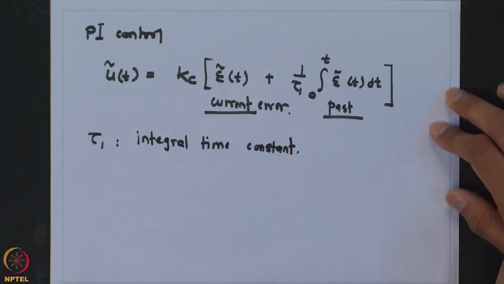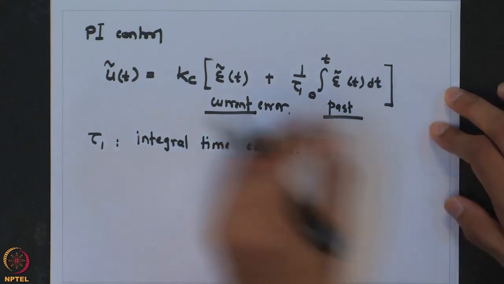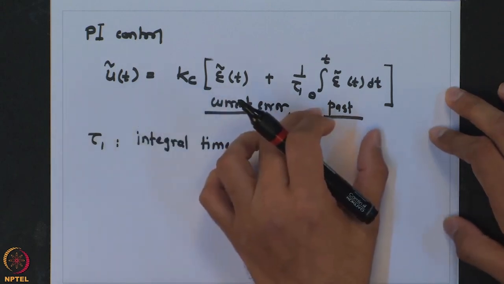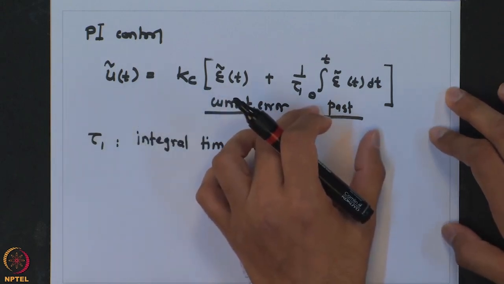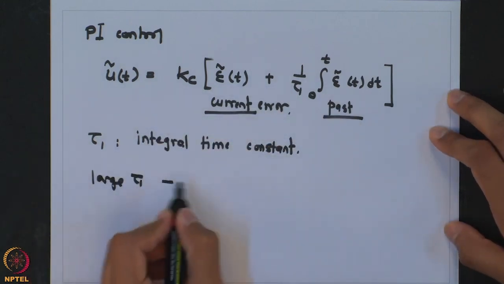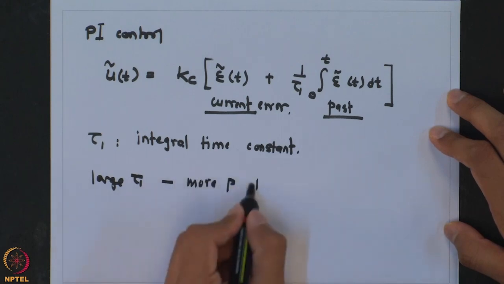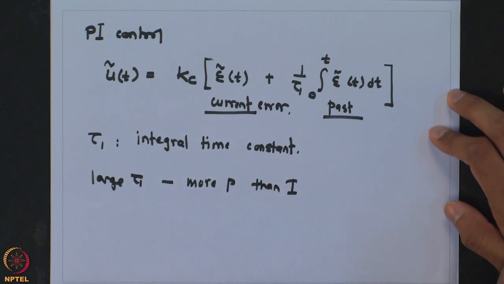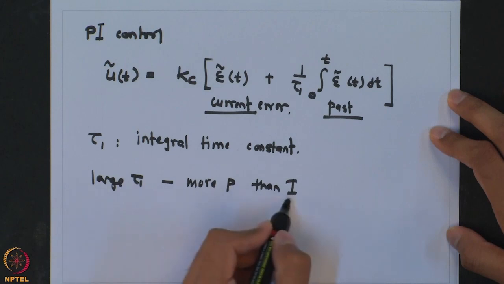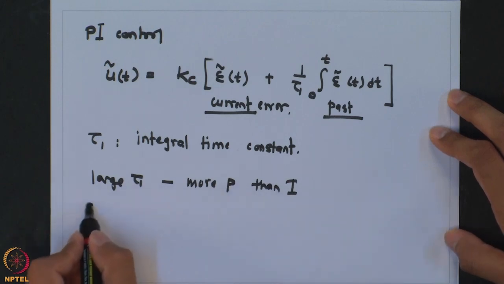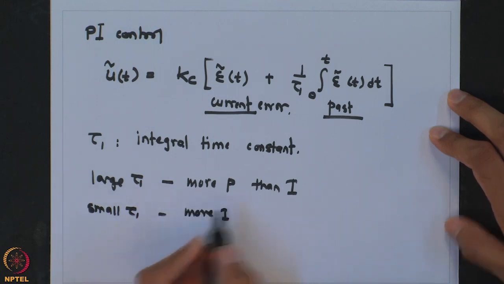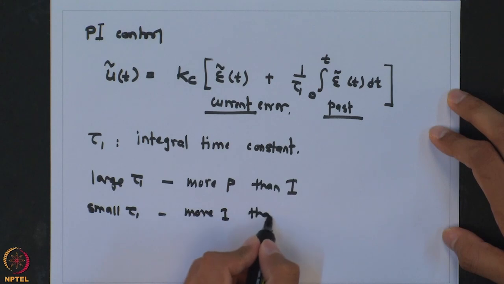And in a sense it is used to trade off between how much contribution we want from the current error and how much contribution we want from the previous history of the process, or past errors. So a large value of tau I means more P than I. So the contribution of the output will be largely dependent on the current error and less on the history. When a small integral time constant is used, you will have more weight on the integral term than the proportional term.